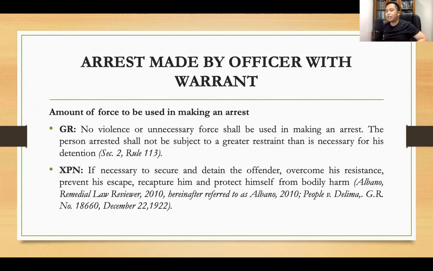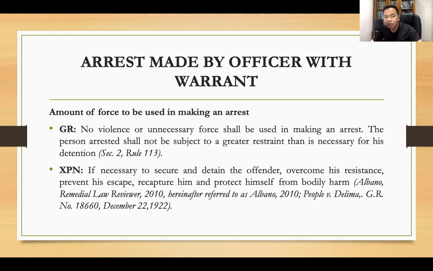In other words, if, for example, a person would already raise his hands and he has no weapon of any sort, then you do not have to employ unnecessary violence or force. Otherwise, it will amount to police brutality. No, take note of that.